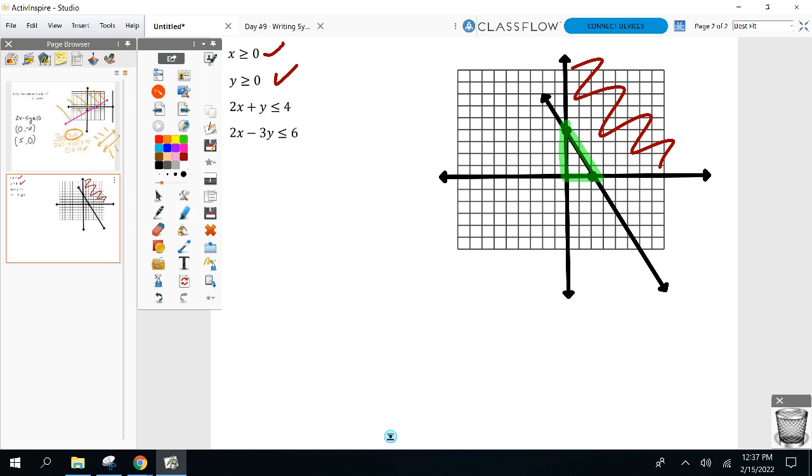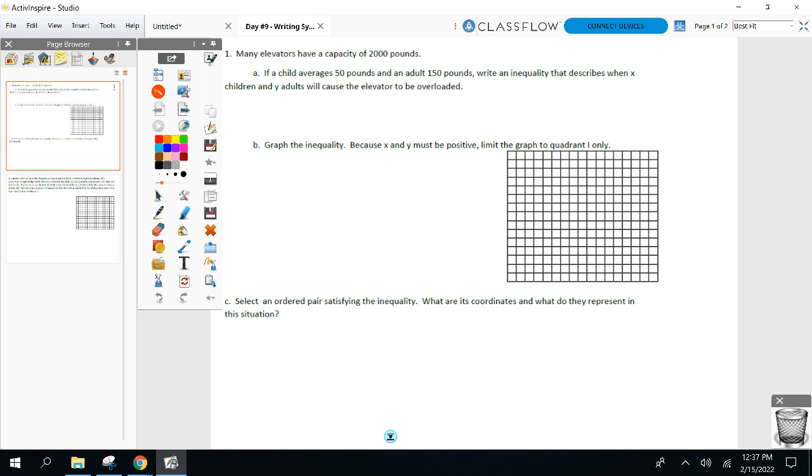All right, we ready? I got to move on now. Now you're going to come up with the inequalities and graph them and shade them. Here we go. This elevator, capacity of 2,000. Let's first go, what does that mean? It's got a capacity of 2,000. It can only hold 2,000, can't hold any more than 2,000 pounds.